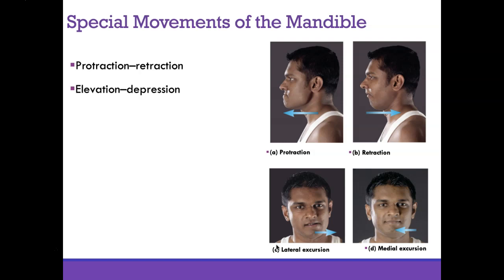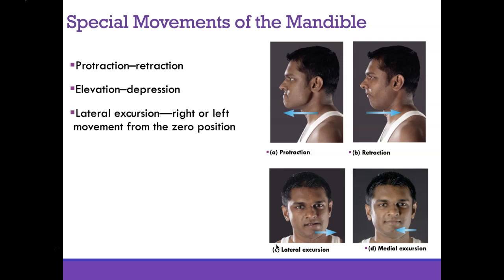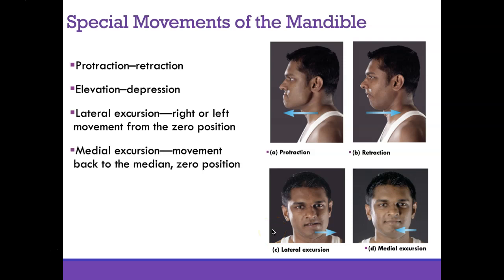So we spoke about this already, protraction and retraction, elevation and depression, but we also can have special movements of the mandible that are called excursion. So excursion is when you move your joint right or left. At the TMJ, you're moving your mandible right or left, away from the zero position. When you're doing medial excursion, you're moving back to the zero position, back to midline. So this is medial excursion.